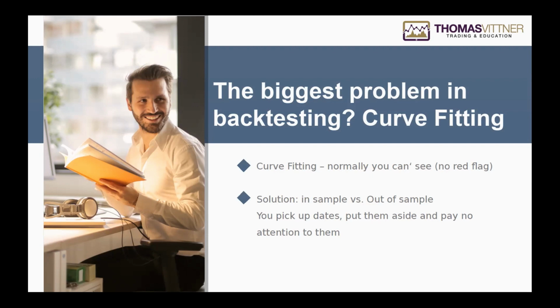Out-of-sample and in-sample are very important terms in backtesting, and it means that you pick up some dates, some years, and you put them aside, and you don't pay any attention to the out-of-sample dates unless your system is fully developed. But if you do this, there is still a problem. You optimize even if you don't optimize.